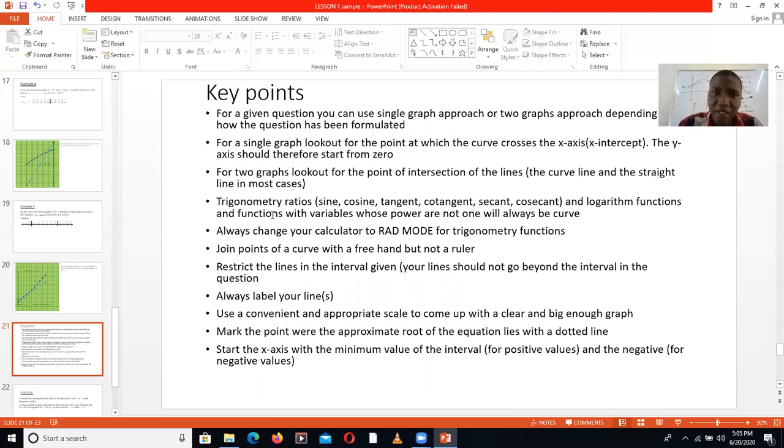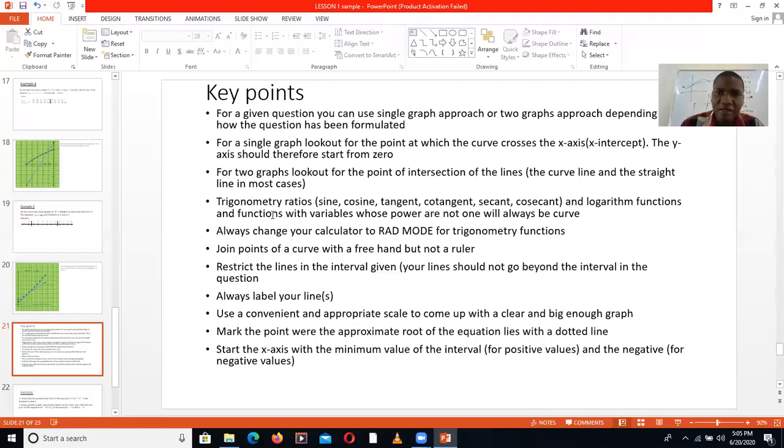Or sometimes they say, by drawing suitable graphs on the same axis, that shows you want to use the two graph method. Then for the single graph approach, look out for the point at which the curve crosses the x-axis, that's the x-intercept. And you have to note that the y-axis should therefore start from 0.